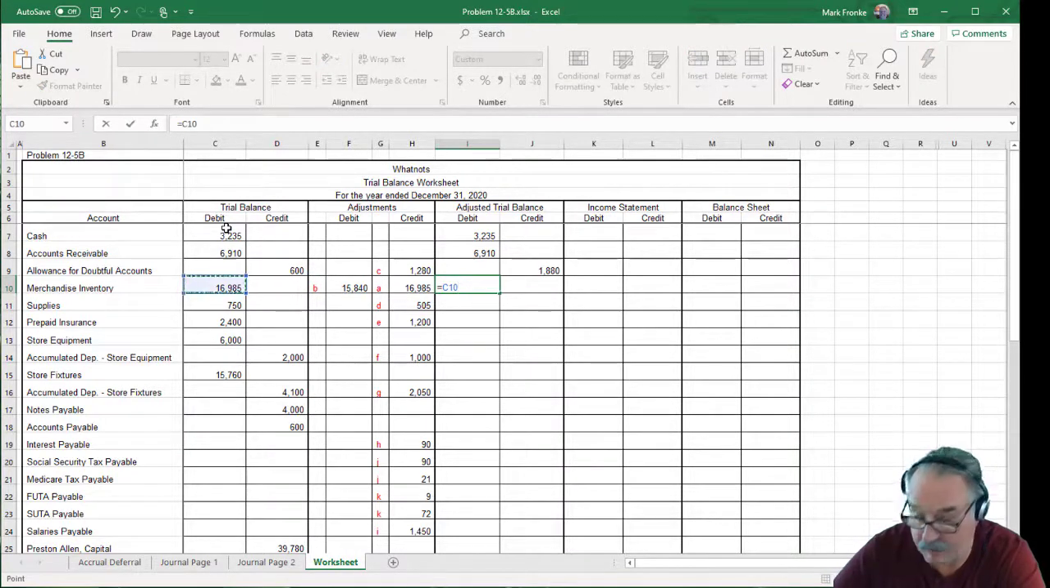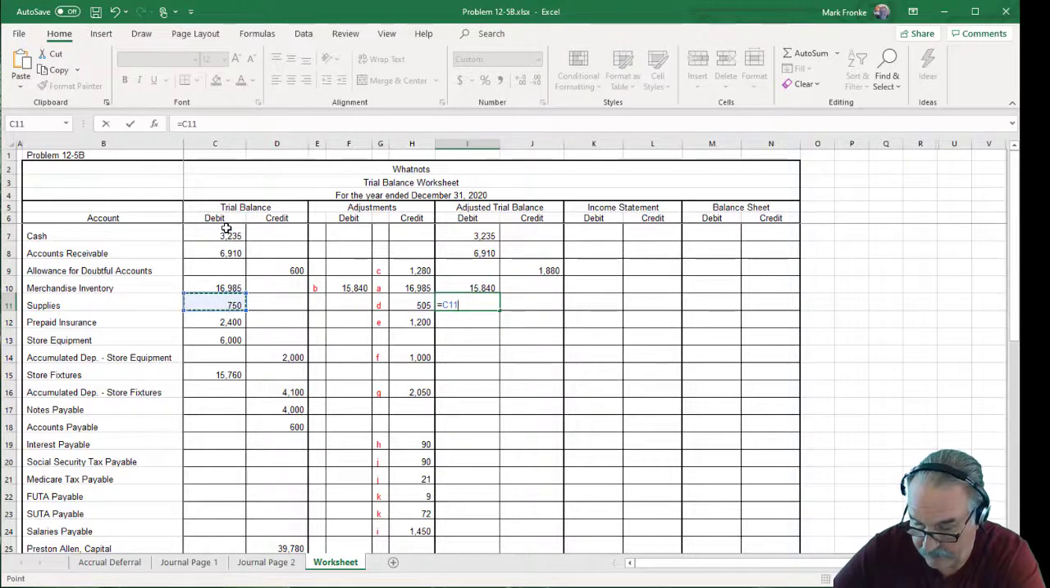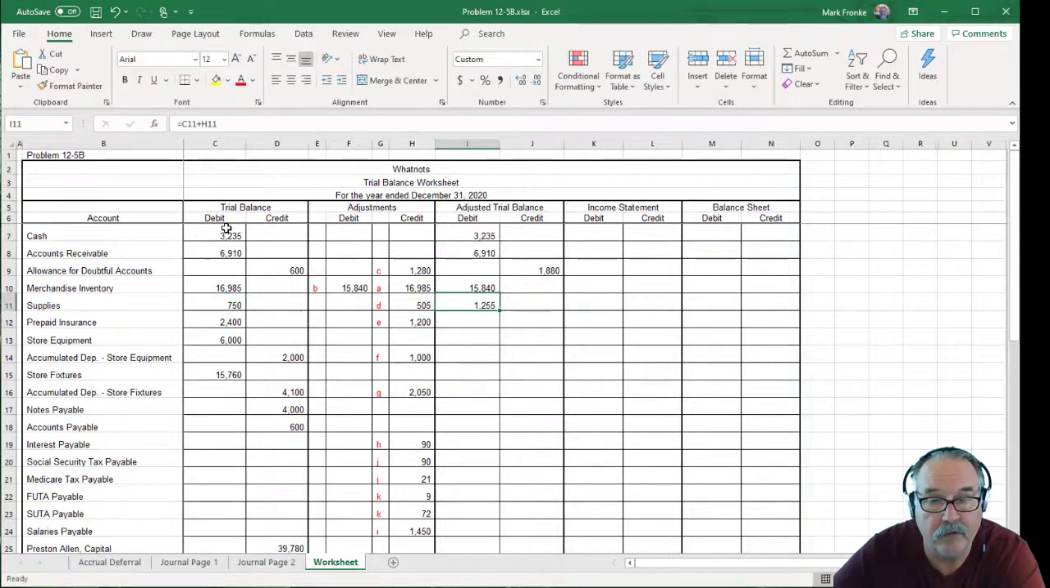Our merchandise inventory plus the debit side minus the credit side, 15,840. Supplies, we have a debit and then a credit. We have a debit minus a credit, 245. Prepaid insurance, we have a debit minus a credit, 1,200. Store equipment, 6,000. Accumulated depreciation is going to go up to 3,000. Store fixtures did not change.